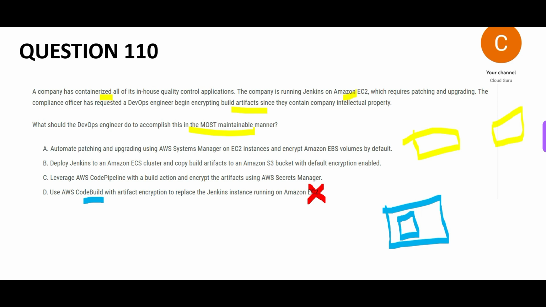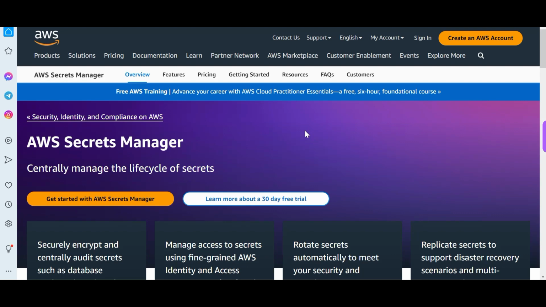In this question, what are the two things you have to do? You have to encrypt your build artifacts, right? And you have to do it in the most maintainable manner. So C says we will use CodePipeline. That means the Jenkins investment is down the drain, and they will encrypt the artifacts using Secrets Manager. So we use Secrets Manager to store secrets. What are those secrets?